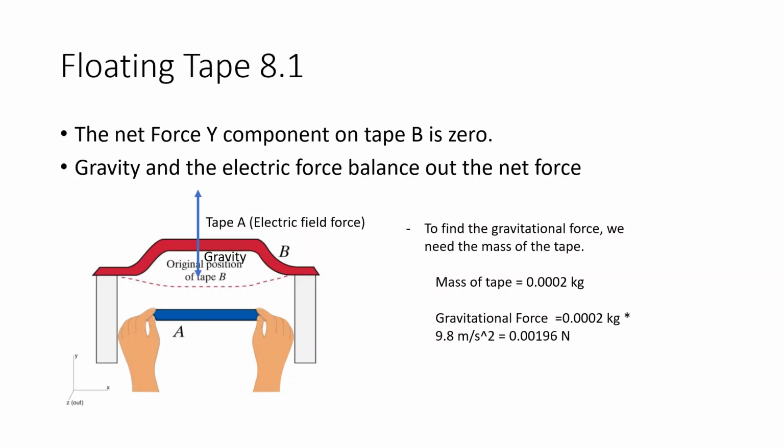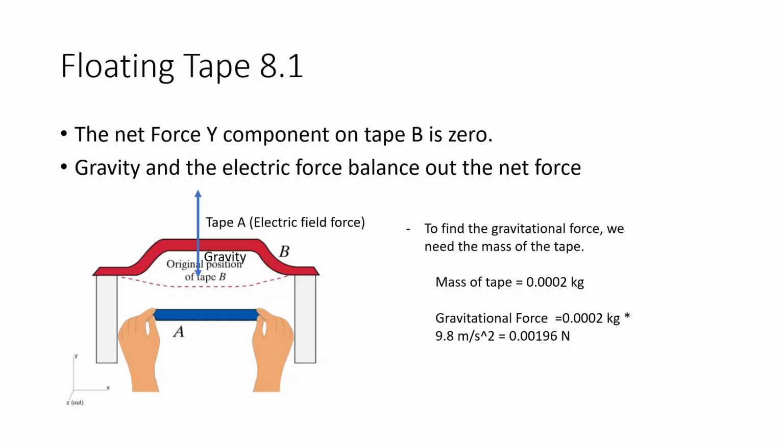The net force Y component in the floating tape portion of this lab is seen to be 0. This is because the floating part of the tape B, in the diagram as shown, is floating in the air, suspended. This means that there are two main forces acting on it in the Y direction. The electric field force from tape A pushing it up and the gravity force pulling down tape B. These two forces will balance each other out since the tape is suspended, giving it a net force of 0.